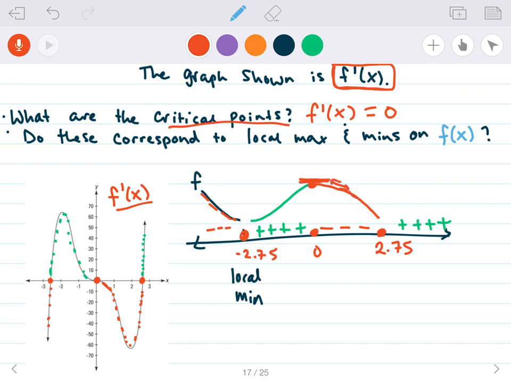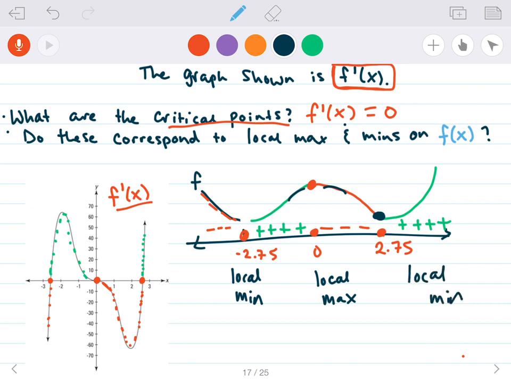Okay, so that tells me that x equals 0 is going to be a local max because we have this sort of upside down U shape here. Okay, and again, we're going from negative to positive at x equals 2.75. So this is going to be a local min. All right.